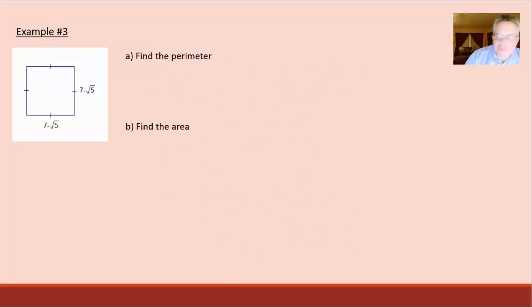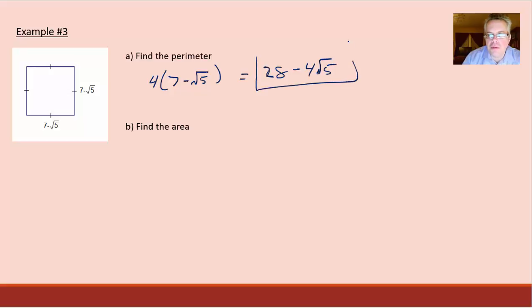Okay, so we save the best for last. This one's a square, so all 4 sides are the same. So to find the perimeter, we can just multiply a side by 4. Okay, so here we go. 4 times 7 minus square root of 5. So we just distribute. 4 times 7 is 28. Then we have minus 4 times square root of 5. And it's just that. Okay, so the perimeter was easy for this one.